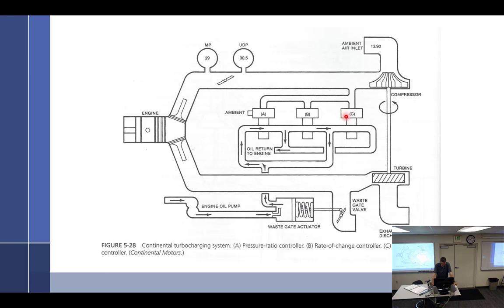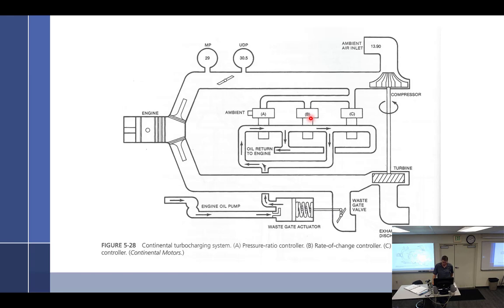Opened, the absolute pressure controller bleeds off oil in the wastegate, causing the turbo to slow and stabilize upper deck pressure. If upper deck pressure increases at a rate of more than 6.5 inches per second, the rate of change controller opens, bleeding off oil and slowing the turbo. This prevents overboost and overshoot.